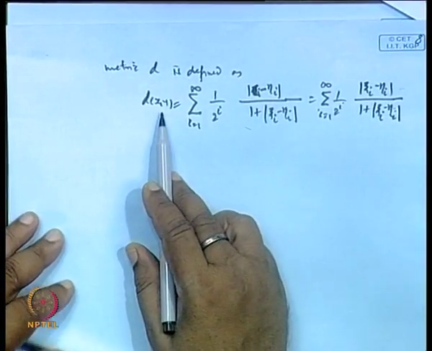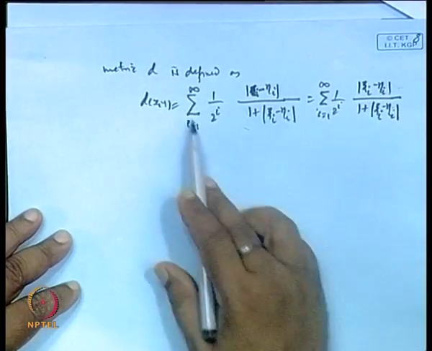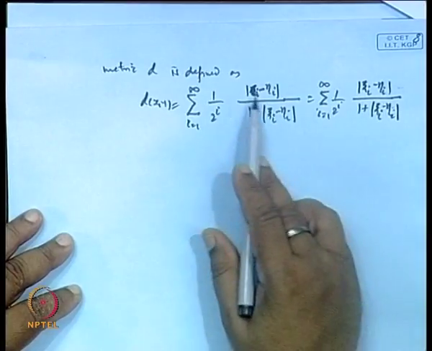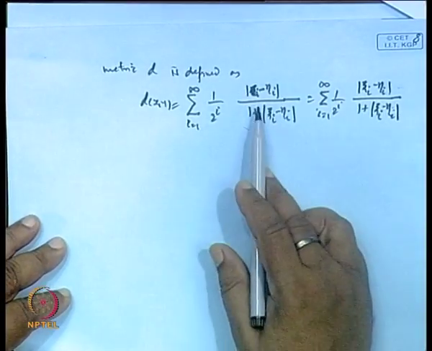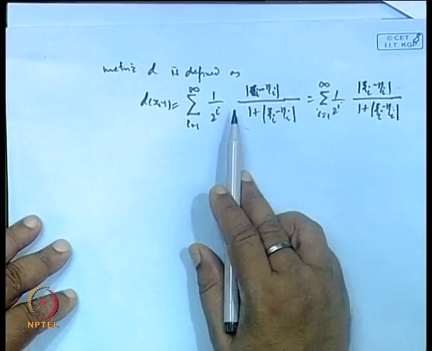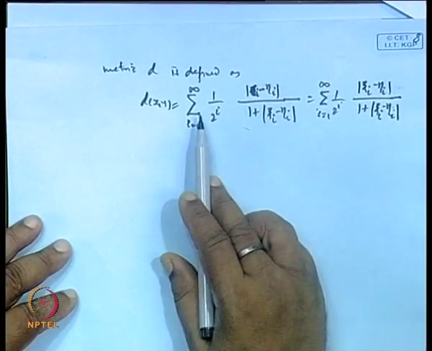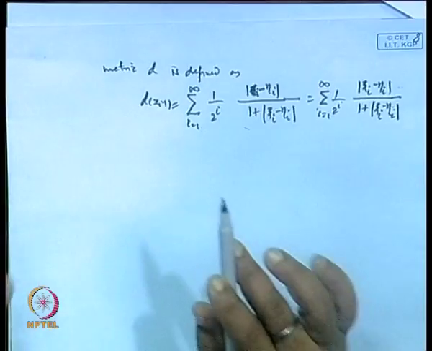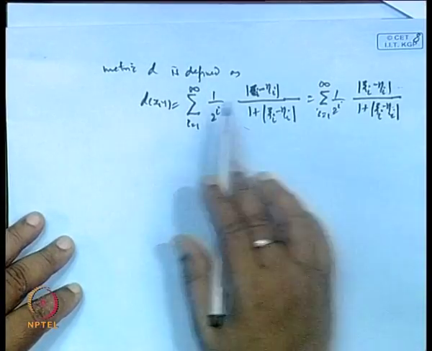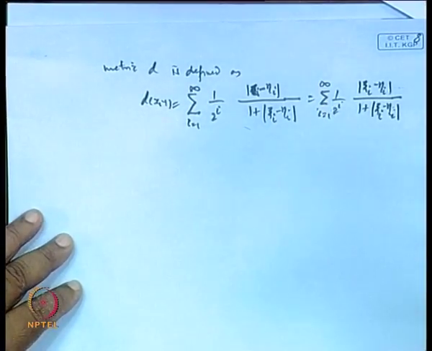Further, if d(x, y) is 0, then this entire sum is 0. These are absolute terms, so individually each term must be 0. So, x_i must be equal to eta_i, and vice versa. So, x equal to y. So, we get d(x, y) is 0 implies x is equal to y, and vice versa.